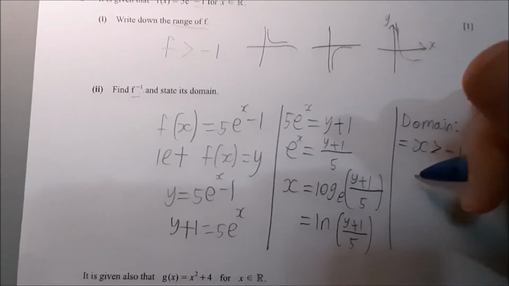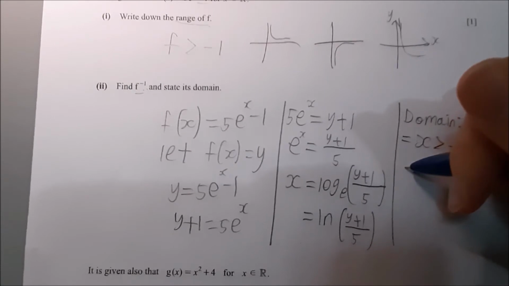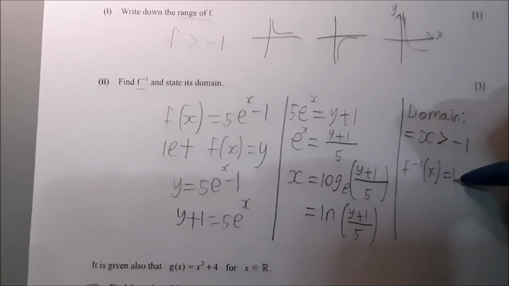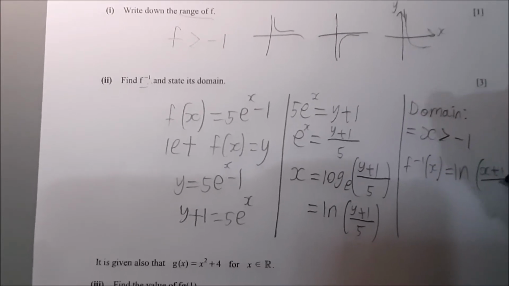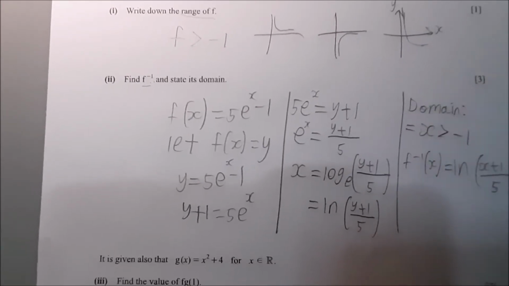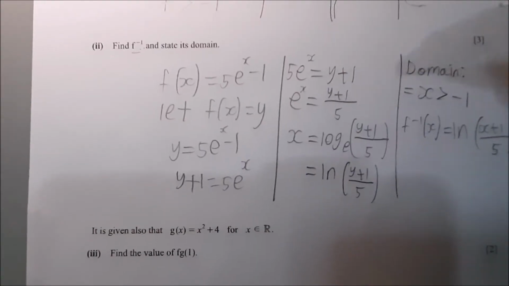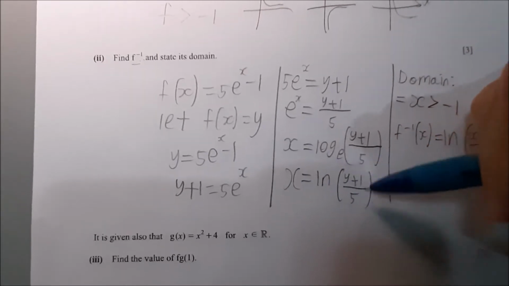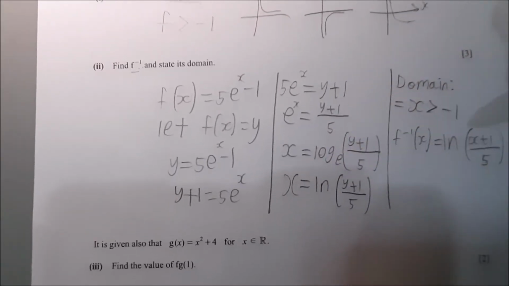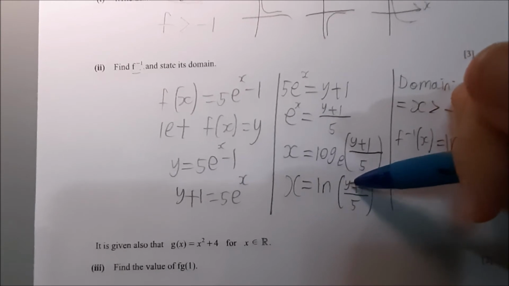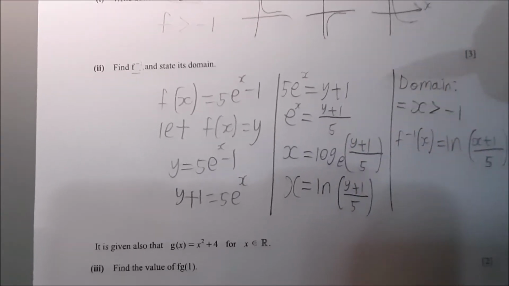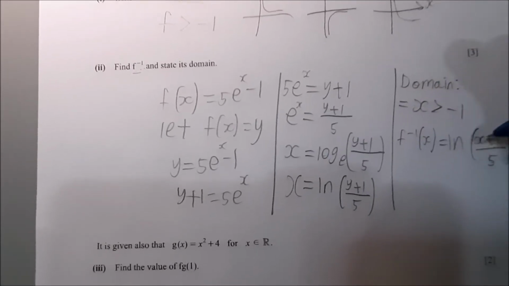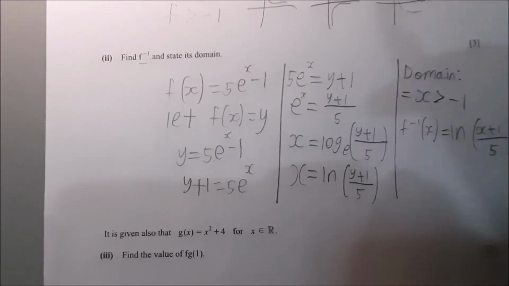Anyways, this is the domain, and now the inverse of f is equal to ln((x + 1) divided by 5). How do you do this? If you look here, you get x equals ln((y + 1) divided by 5). From here, you just switch the y to the x, so that you get the inverse of f equals ln((x + 1) divided by 5).